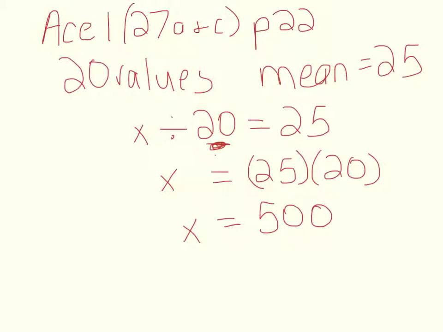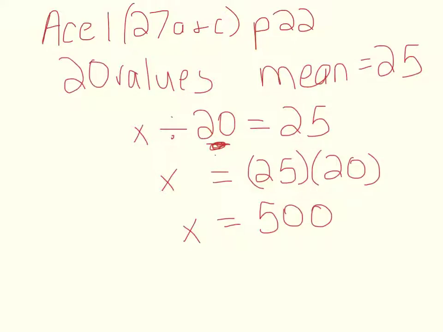Okay, we're going to review ACE Investigation 1, number 27, parts A and C on page 22. The question asked us to create a data set with 20 values with a mean of 25.